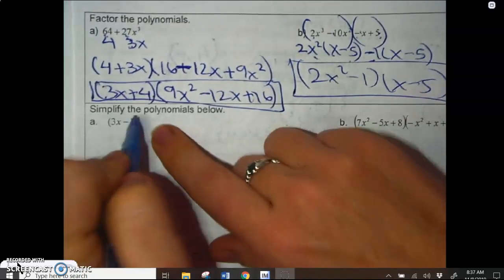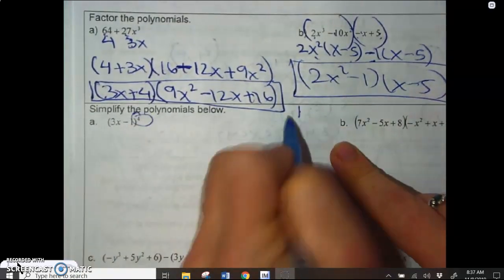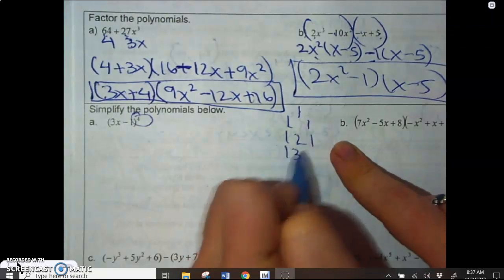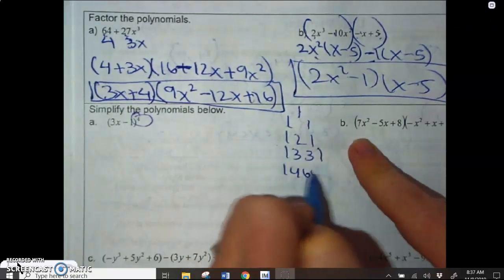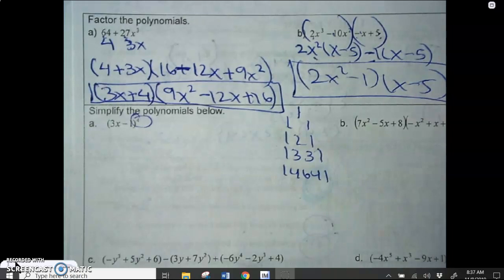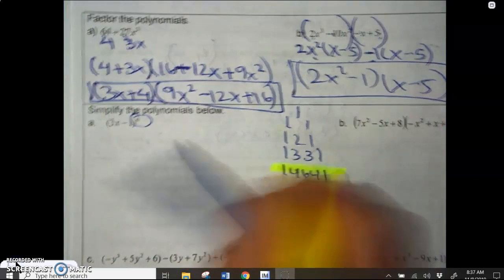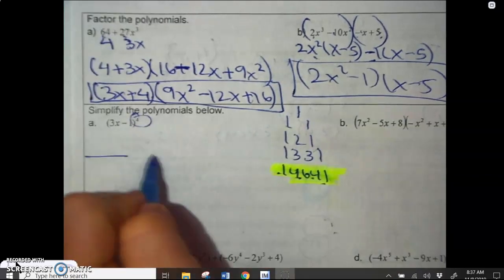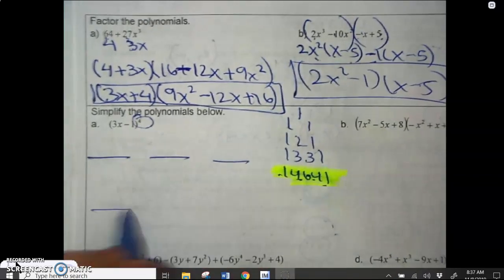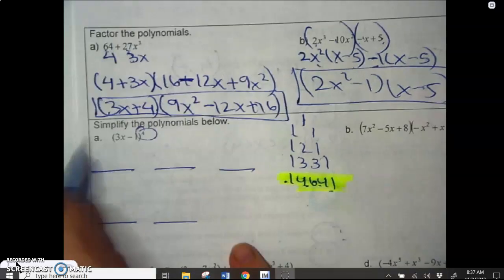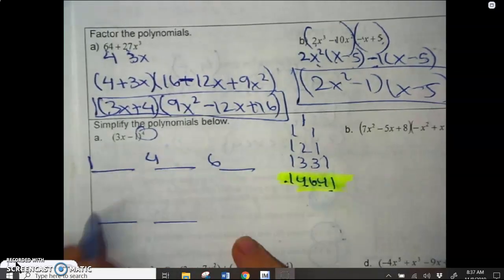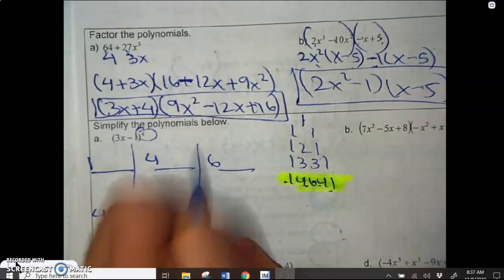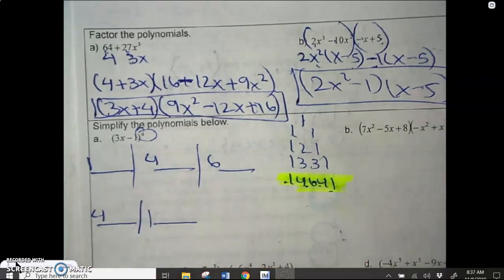All right, if it's to the 4th power, I have to do Pascal. 1, 1, 1, 1, 2, 1, 1, 3, 3, 1, 1, 4, 6, 4, 1. Okay, hold on 1 second. So that means I'm going to be using this: 1, 4, 6, 4, 1. I know I'm not going to have enough space. I'm going to do a little slash so I don't mess up.